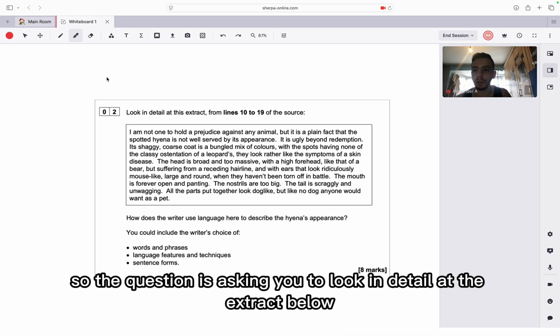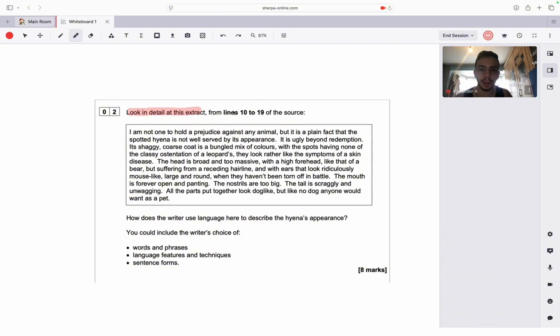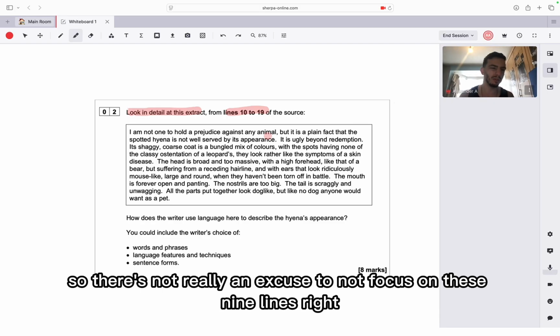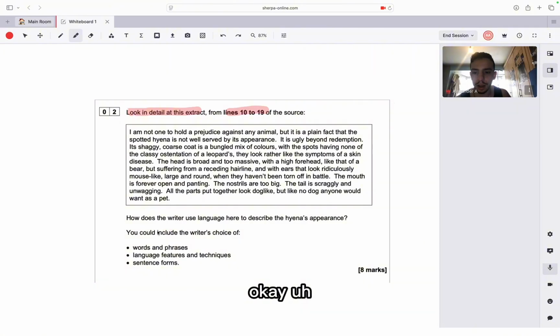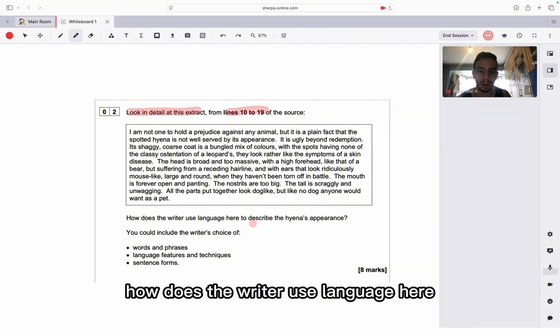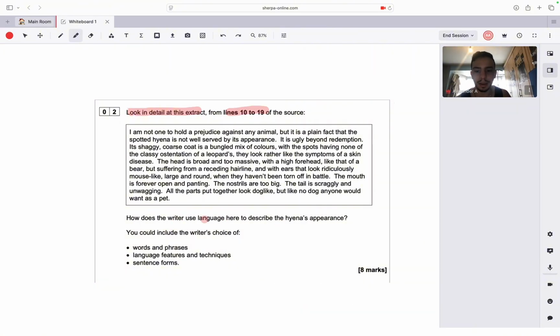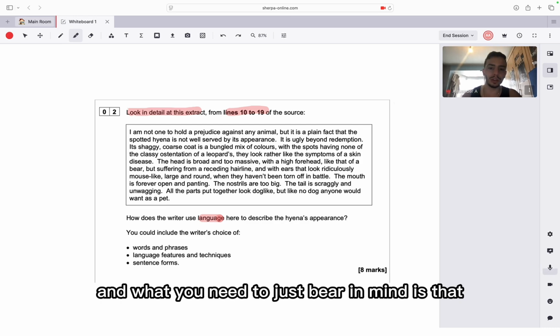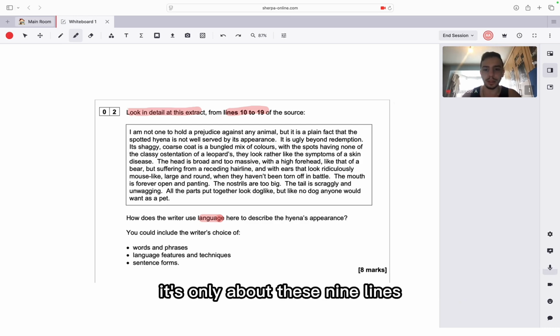So the question's asking you to look in detail at the extract below from lines 10 to 19. Now obviously AQA are nice enough to paste the extract, so there's not really an excuse to not focus on these 9 lines, right? Okay, how does the writer use language here to describe the hyena's appearance? So question 2 of paper 1 is always a language question, and what you need to bear in mind is that it's only about these 9 lines.